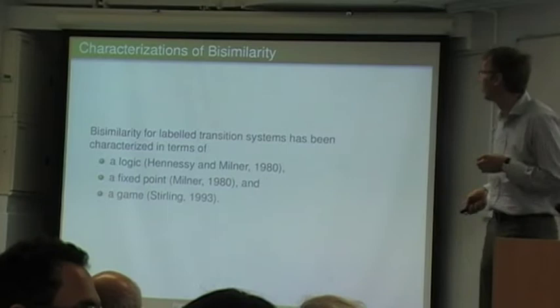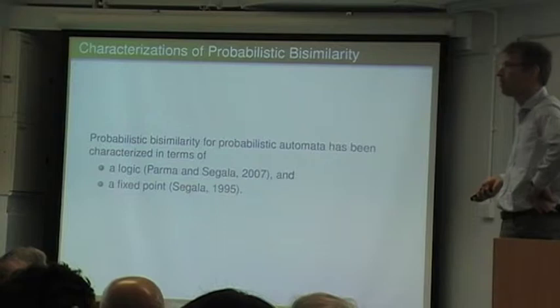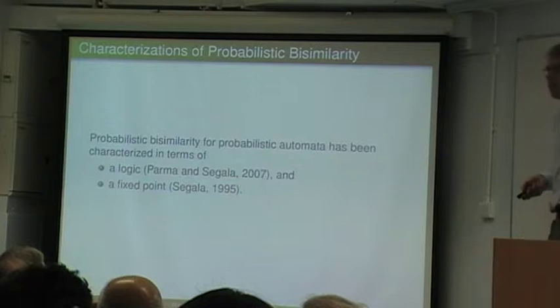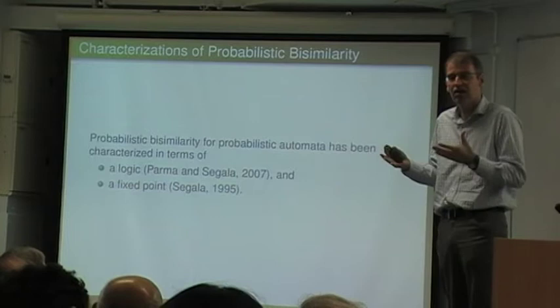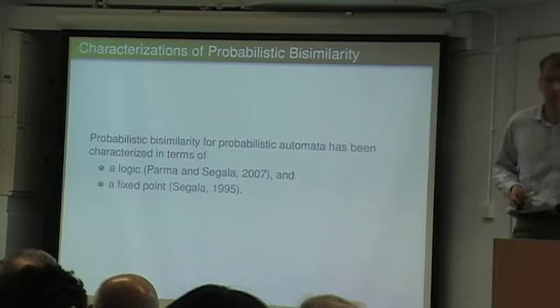So now if we move over to probabilistic automata, we can look at probabilistic bisimilarity, the ordinary notion. And then it can be captured by means of a logic. So again, you can show that two states are probabilistic bisimilar if and only if they satisfy exactly the same formulas. And there's a fixed point characterization as well, which was already given in Roberto's thesis.